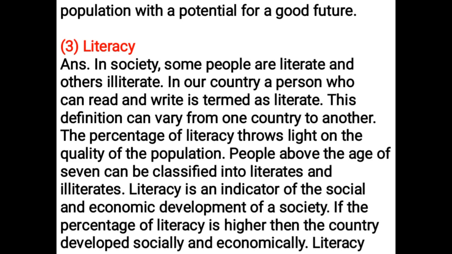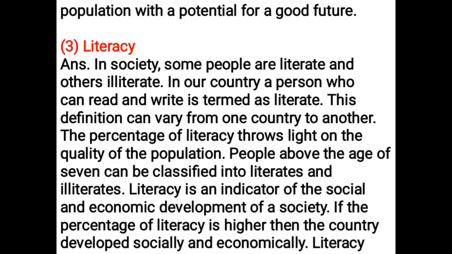Literacy. In society, some people are literate and others illiterate. In our country, a person who can read and write is termed as literate. This definition can vary from one country to another. The percentage of literacy throws light on the quality of the population. People above the age of 7 can be classified into literates and illiterates.